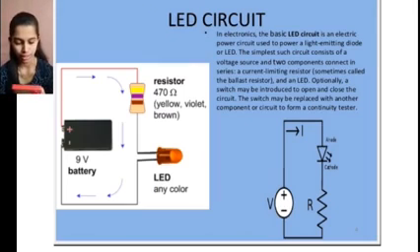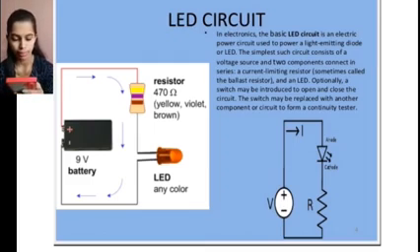LED circuit. The basic LED circuit is an electrical power circuit used to power a light emitting diode or LED. The simplest such circuit consists of a voltage source and two components connected in series: a current limiting resistor and an LED. Optionally, a switch may be introduced to open and close the circuit. The switch may be replaced with another component or circuit, such as a continuity tester.